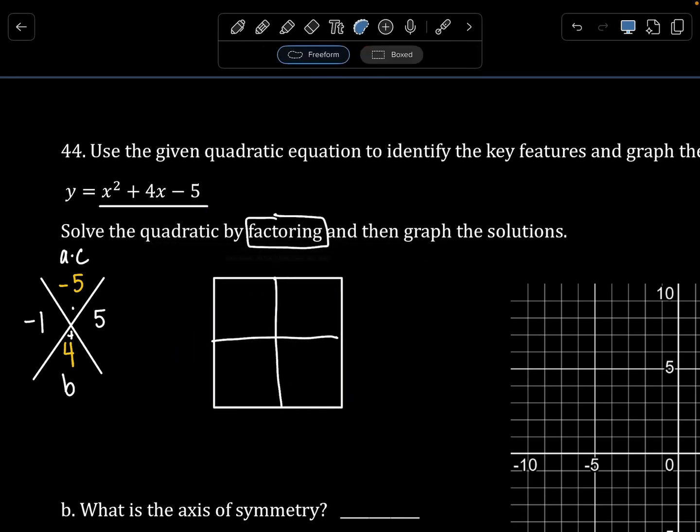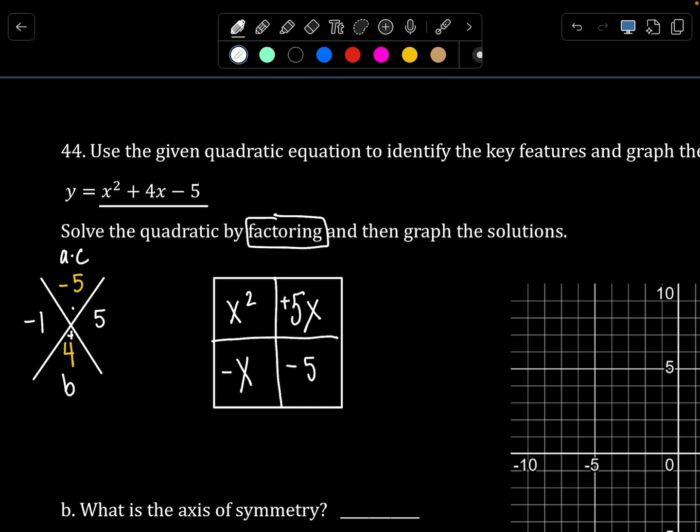And I am going to then put my x squared top left, -5 bottom right, and you get -x and 5x. Doesn't matter where you put them. You could put the plus, you can put the minus where they belong. Find the GCF, x times x times 5, and -1. So these are your two factors, x minus 1 times x plus 5 equals 0.